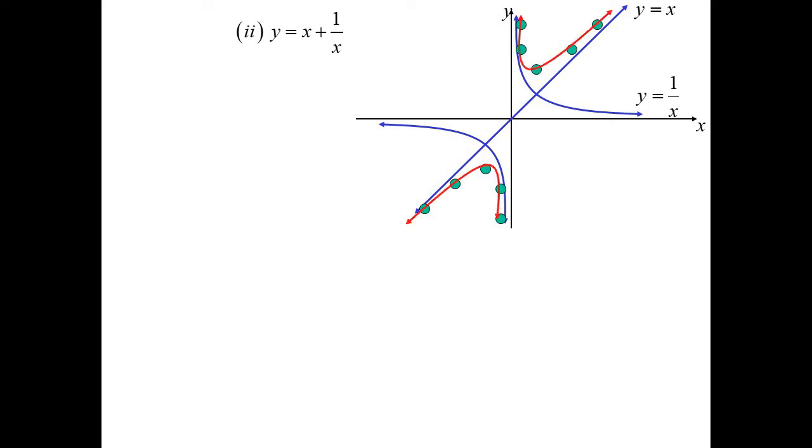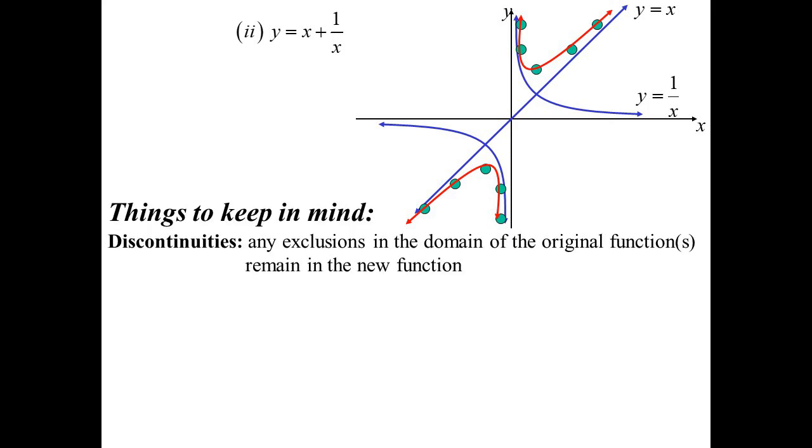And turns out y equals x is an asymptote. That has to be if you think about it, because we're adding 1 on x to it, and we know 1 on x can never equal 0, so therefore we'll never get y equals x. So it makes sense that y equals x ends up being our asymptote. And there's our new curve. So things to keep in mind, as I mentioned before, discontinuities. Any exclusions in the domain of the original functions will be a discontinuity in the new function.